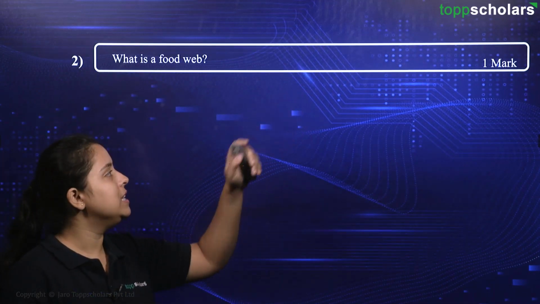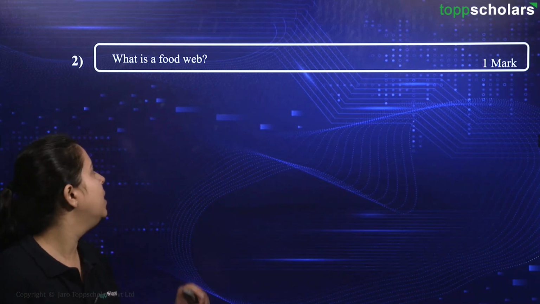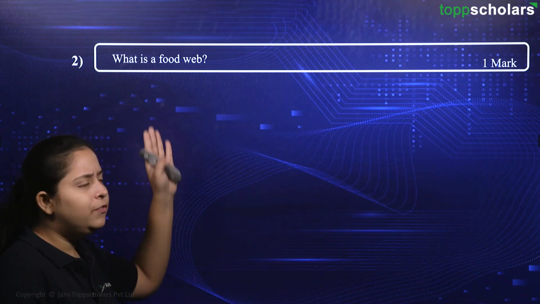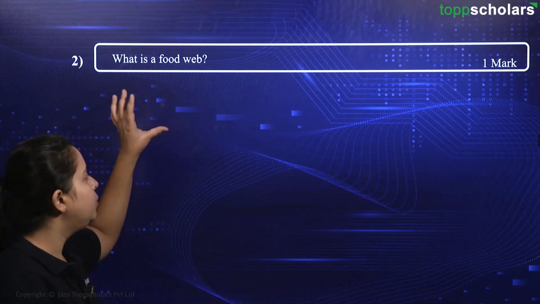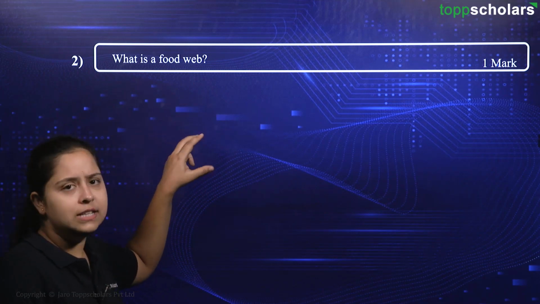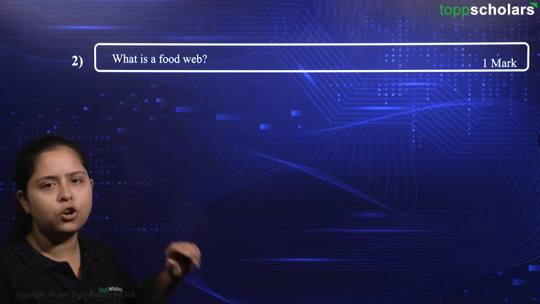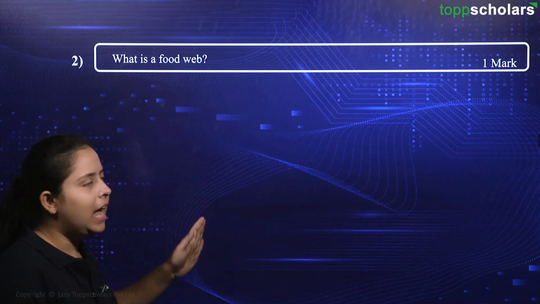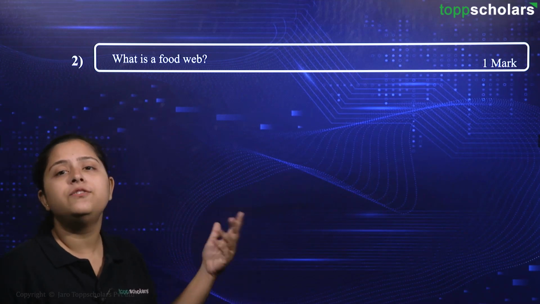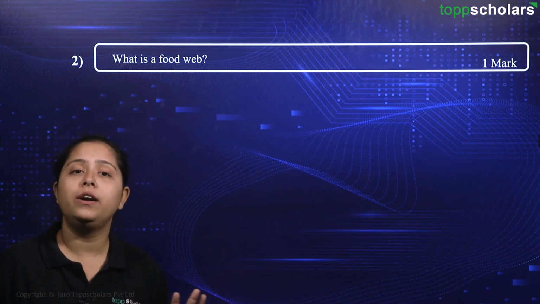Here is the question asked for 1 mark coming from the topic of food chain and food web. The question is simple, what is a food web? So friends, we have food chain in which we will be having producer. Say for example, I have grass. Then I will have some organism which are depending upon that grass. Then some other organism which is eating that first organism, and then we will have some series. And this will constitute a food chain. What is a food web? When we have interconnection of many food chains, that is called a food web.